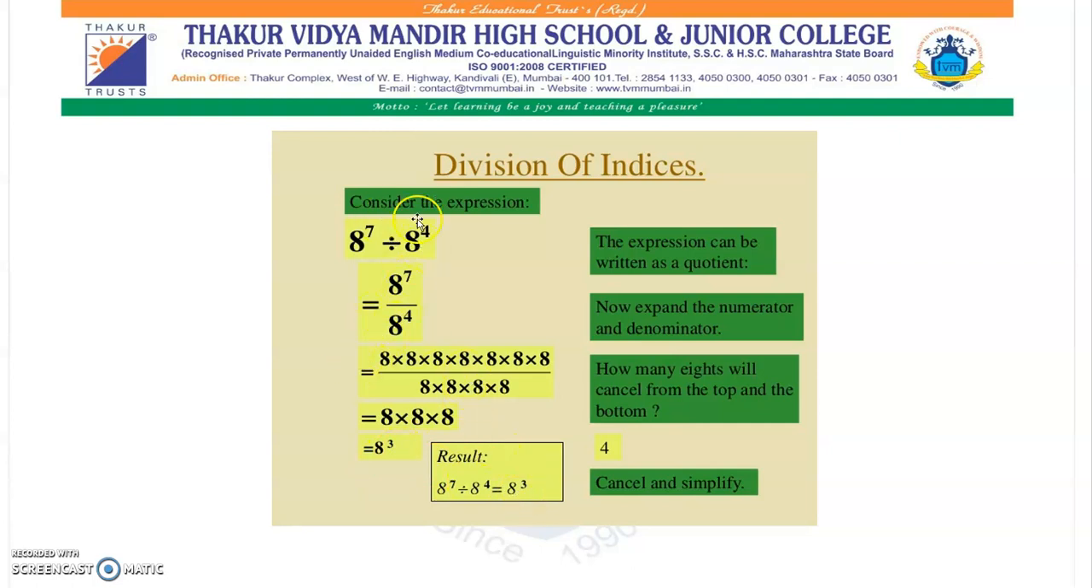Either you can apply the rule a raised to m divided by a raised to n equal to a raised to m minus n, or write the numbers in fractional form, then in expanded form, cancel the equal terms, and you will get the answer.